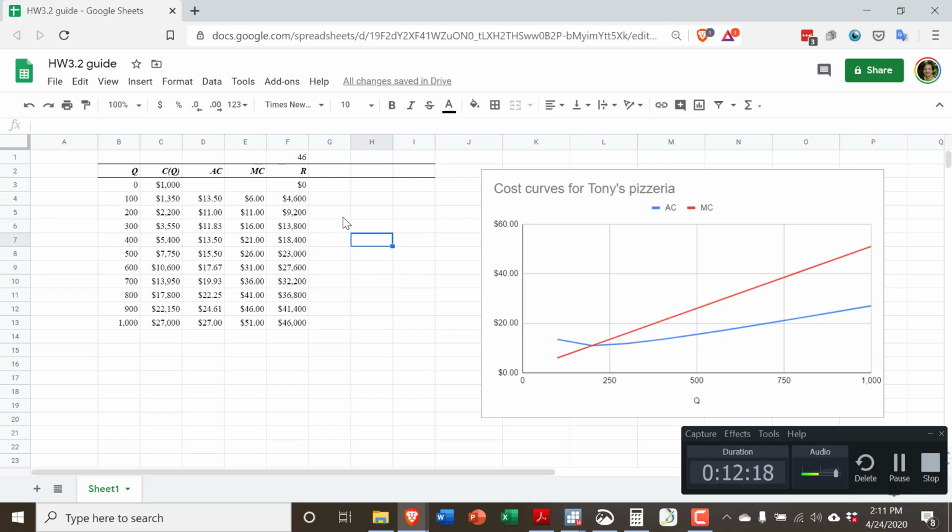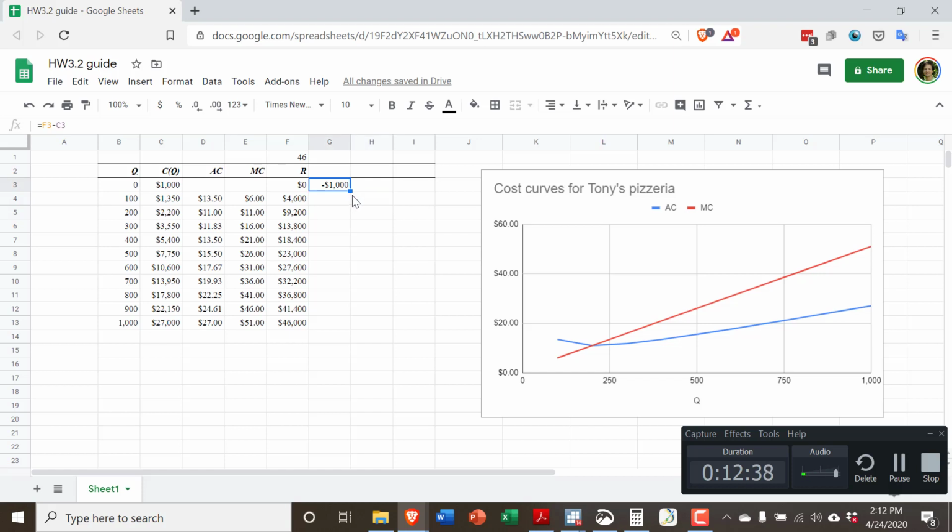The nice thing about calculating the revenue this way is now we can simply calculate the profits by taking the revenue and subtracting out the cost. So what's the profit always going to be? Well, if you produce 0 pizzas, so your revenue is 0, and you still had to pay rent, you're going to lose $1,000.